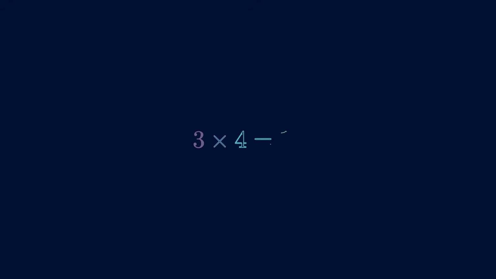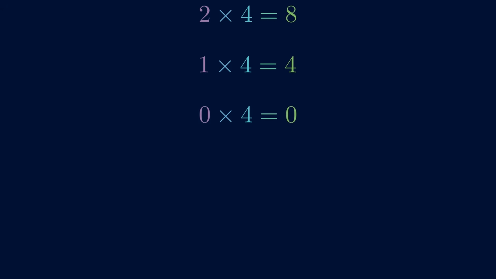Let's look for a pattern. Start with something we know. 3 times 4 equals 12. Now reduce the first number by 1. 2 times 4 equals 8. Reduce again. 1 times 4 equals 4. Again, 0 times 4 equals 0. Look carefully. Each time the first number drops by 1, the answer drops by 4. That is the pattern. So continue.